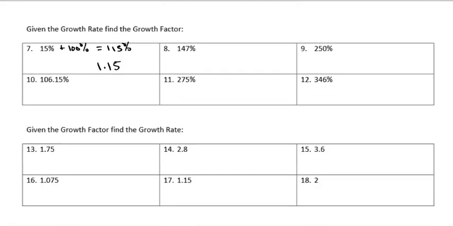The one for number 13. Find a growth rate given a growth factor. Cool. So we'll take 1.75, subtract 1, and you get 0.75. So the growth rate is 0.75 or 75%.